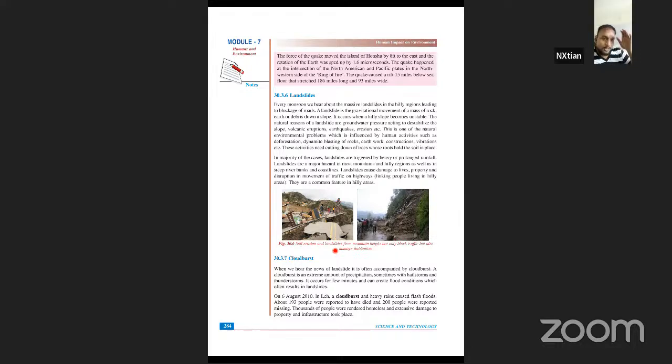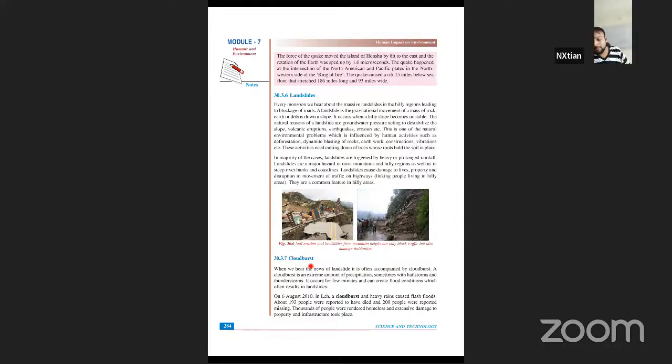Understood? The land will fall from high hilly areas to low hilly areas. Understood? Yes or no? Then cloudburst. You know cloudburst. Cloudburst happens when a cloud can hold the water. If the cloud is not able to hold the water, it will rain.